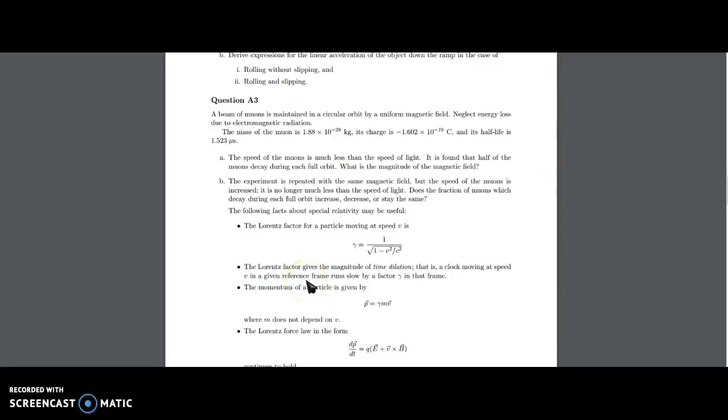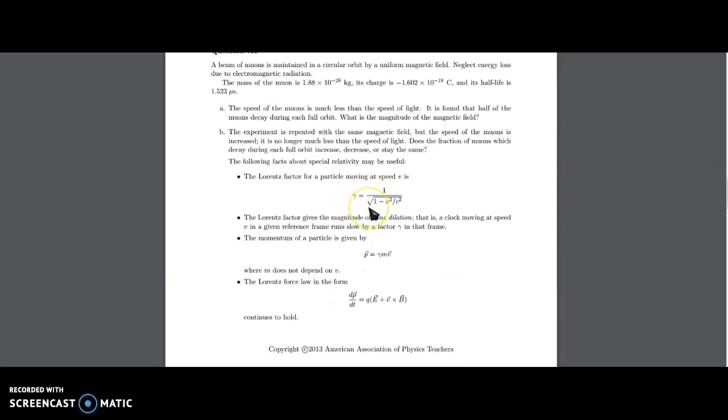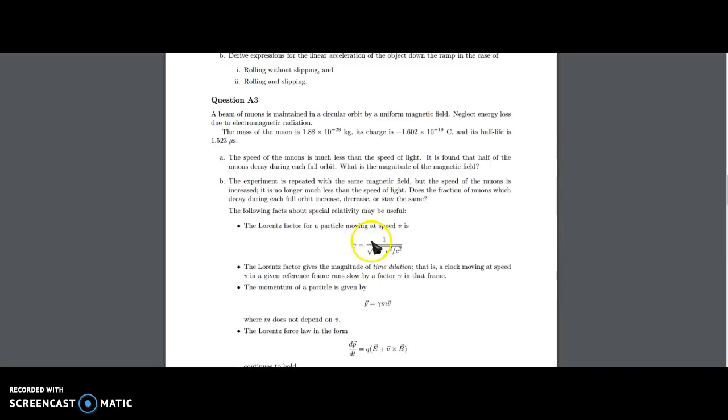Hello everyone, this is the third video I'm going to upload today, and it's going to be on question A3 of the 2013 semifinal USA Physics Olympiad exam. This problem tests some very simple relativity. What it deals with is time, proper time, and the Lorentz factor.